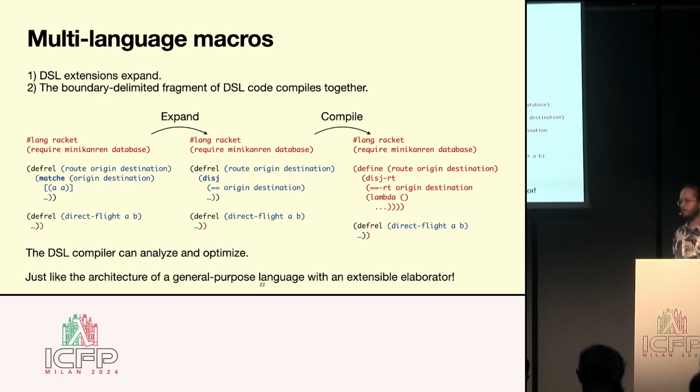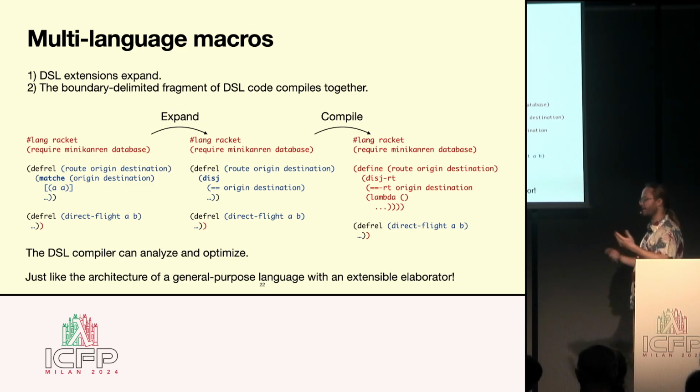So one thing I want to note is this is just the architecture of extensible general purpose languages like Racket or like Haskell with Template Haskell, right? You have an optimizing compiler for a fixed core language, and you have some sort of extensible elaborator on the front end. And we're just lifting that architecture up to domain-specific languages.